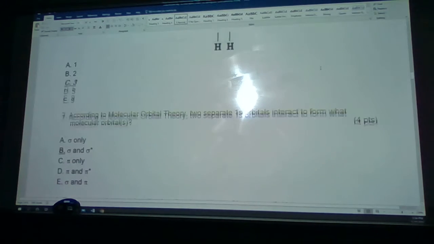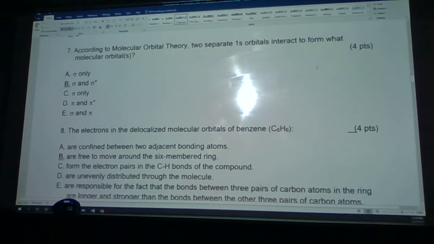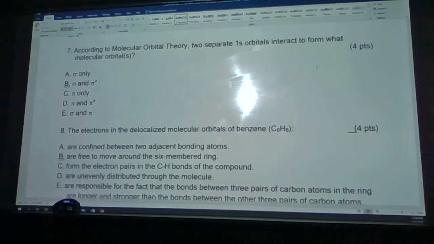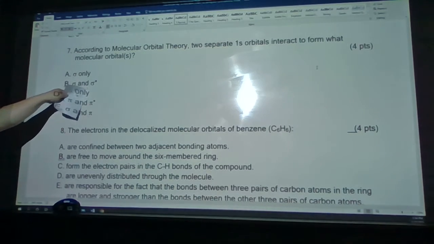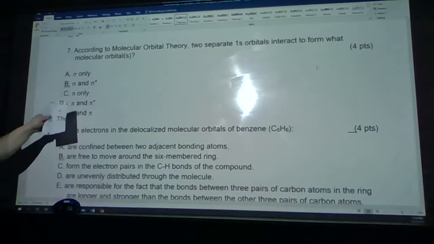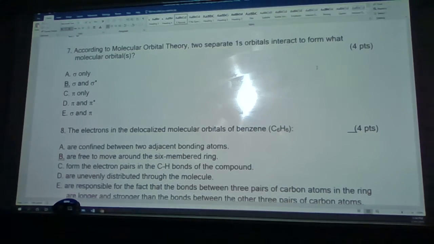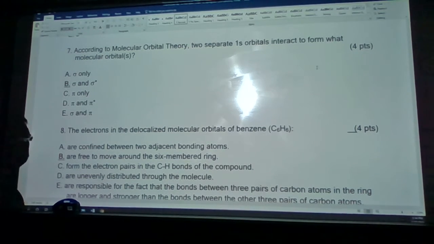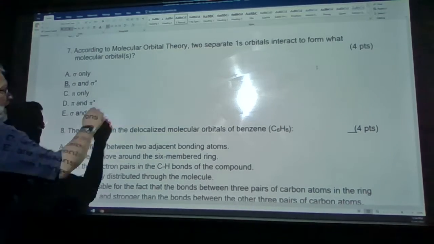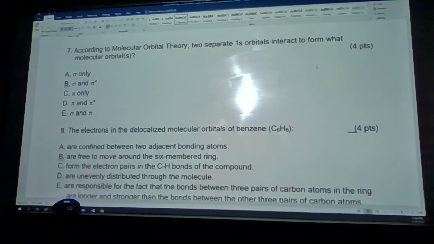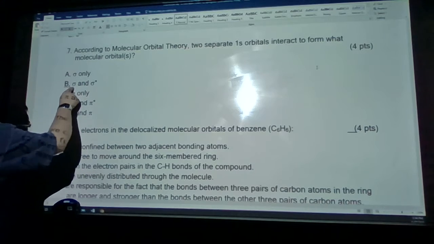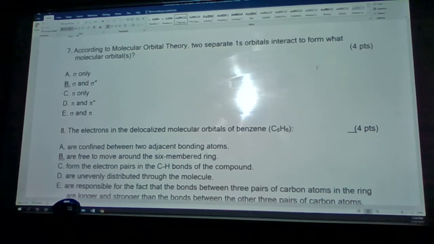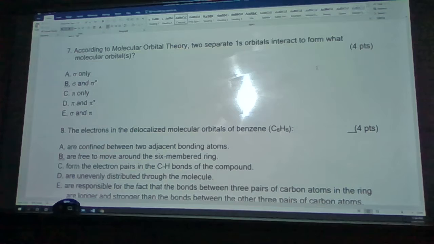Number 7. According to molecular orbital theory, two separate 1s orbitals interact to form what kind of molecular orbitals? They form the sigma and the sigma star. Pi, or when we have p-type orbitals. Since we have two 1s orbitals, when we combine them and make them into molecular orbitals, we have a sigma bonding and a sigma star anti-bonding orbital. We start out with 2 and we end up with 2.